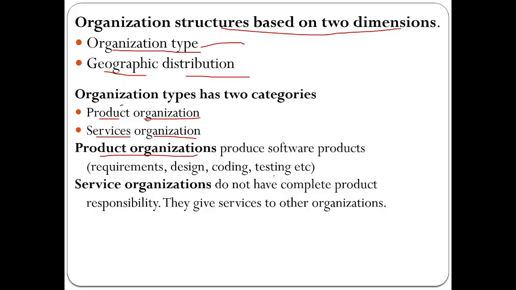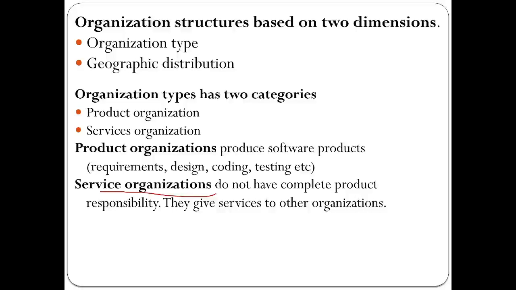In a product organization, the organization has the responsibility of the full product, whether it is requirements, design, coding or testing. And in this product organization, only basic testing is done, and otherwise the full focus will be on developing the software products. Next we'll see service organizations.